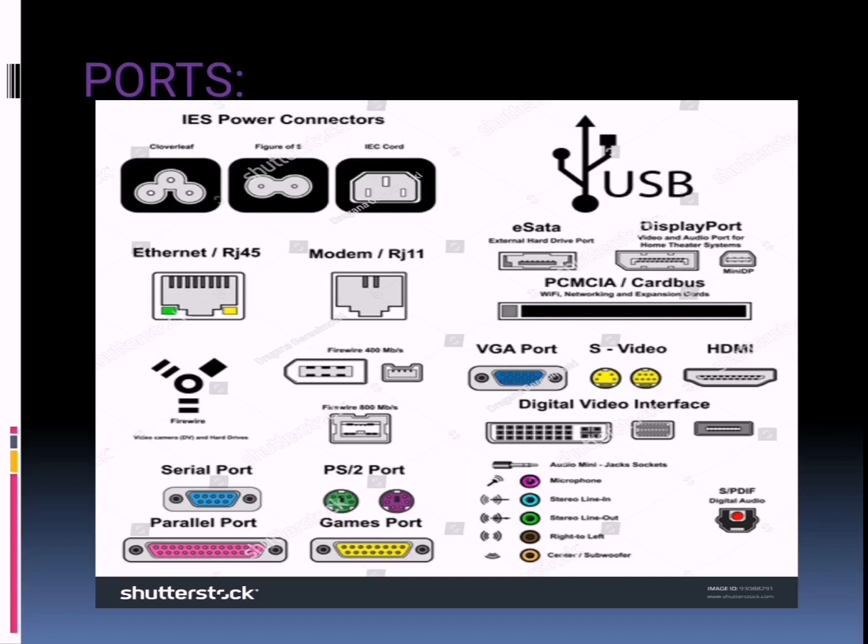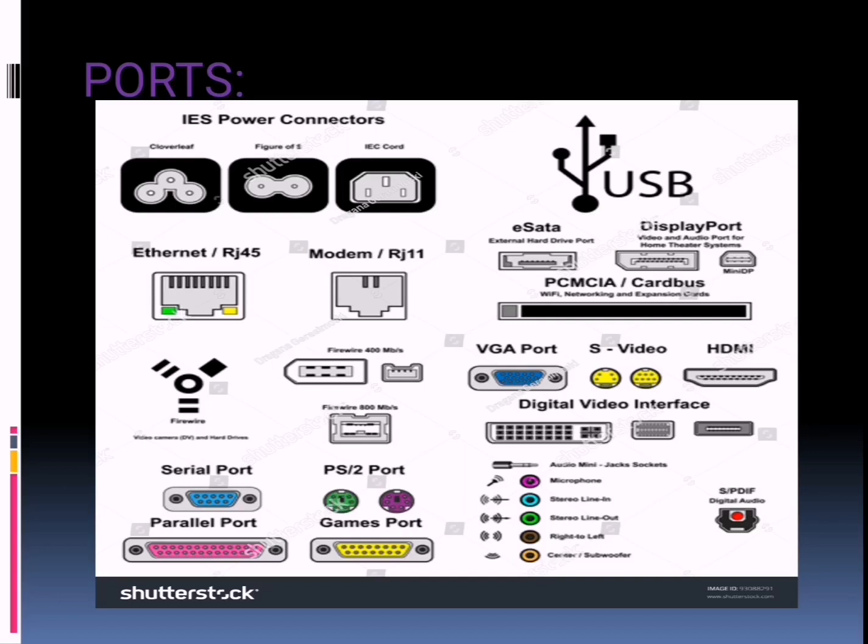Next we have the Ethernet, or RJ45 port. It looks like a telephone line connector. It is used to connect your computer to a wide network. Suppose landline phones are there, those phones will be connected to this Ethernet. The plug will look like this.